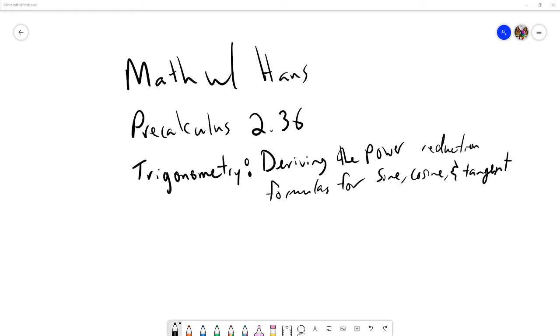We are continuing our investigation of trigonometry, and now we want to derive the power reduction formulas for sine, cosine, and tangent. So we're going to begin with, how about cosine?